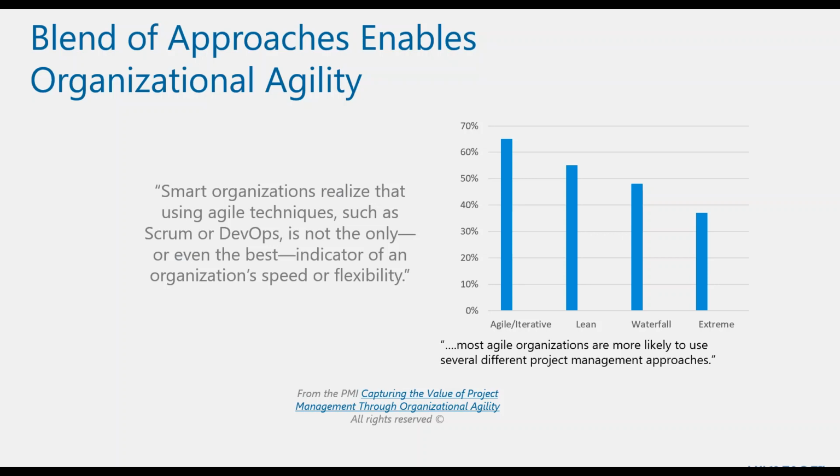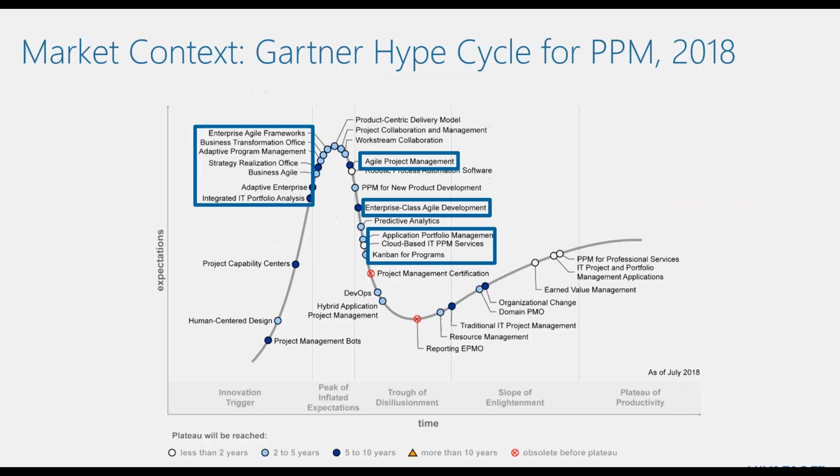smart organizations realize that using Agile techniques such as Scrum or DevOps are not the only or even the best indicator of an organization's speed or flexibility. Most organizations are likely to use several different approaches. And the more popular one shown here is Agile, iterative, lean approaches, the traditional waterfall, or even extreme programming are some of the things that people are using, and trying to use the right method for the right type of work and the right type of project and the people that are actually going to be working on those projects.